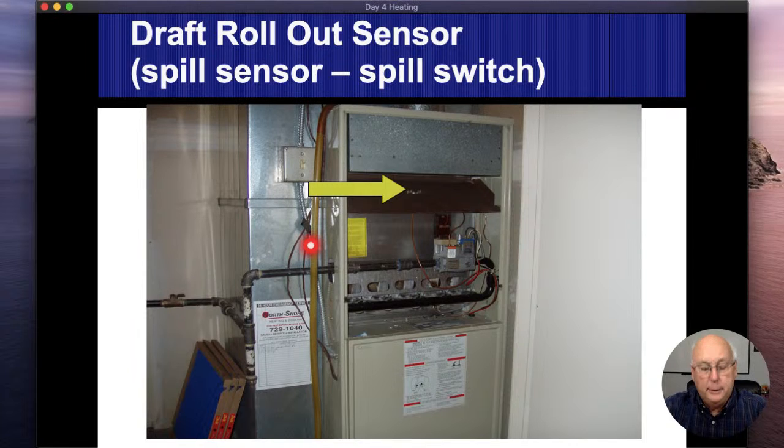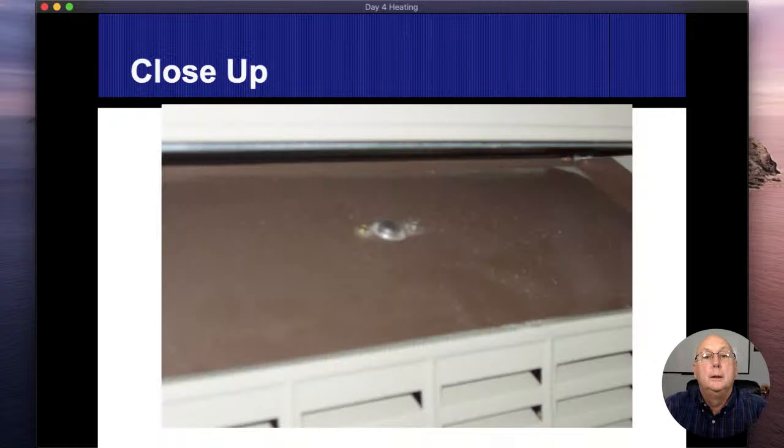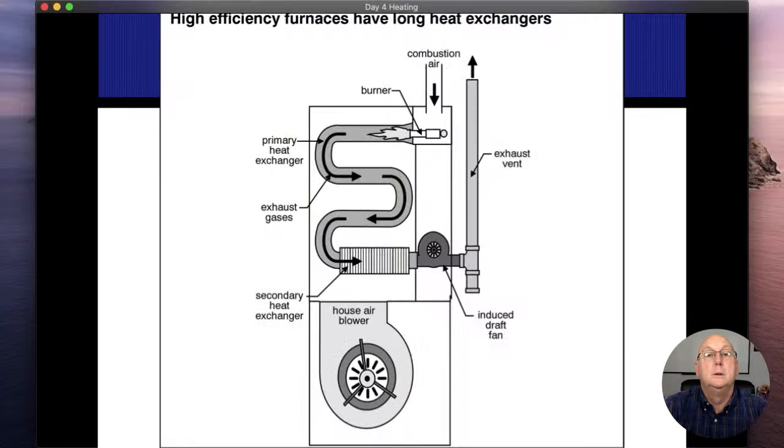We actually started putting these on the furnaces as well, so you can see where that little arrow is pointing at. That's going to sense for the backdrafting and again shut everything down. And there's a close-up of that. Nothing more than a heat sensor on there.